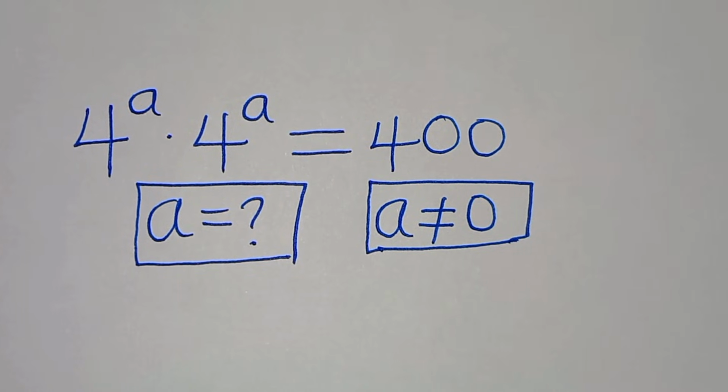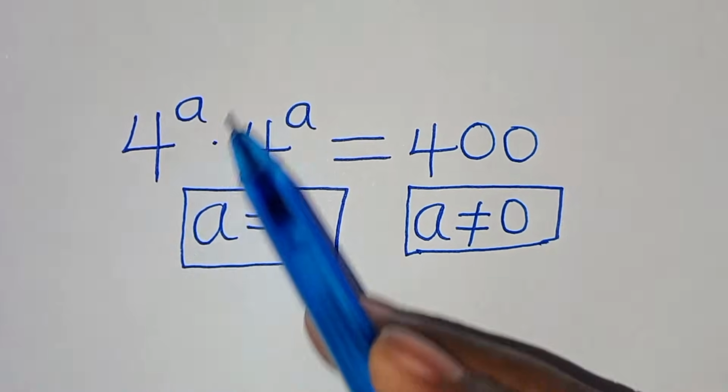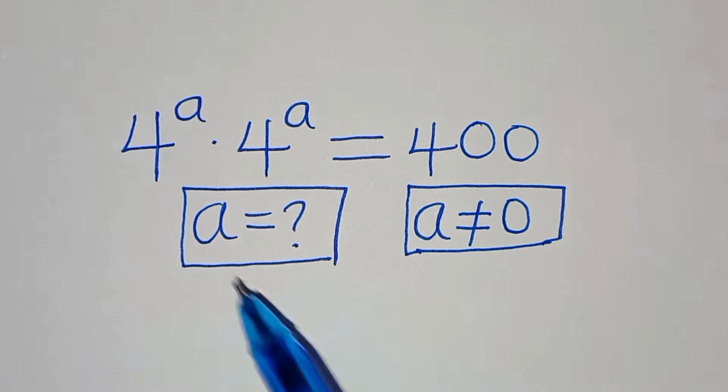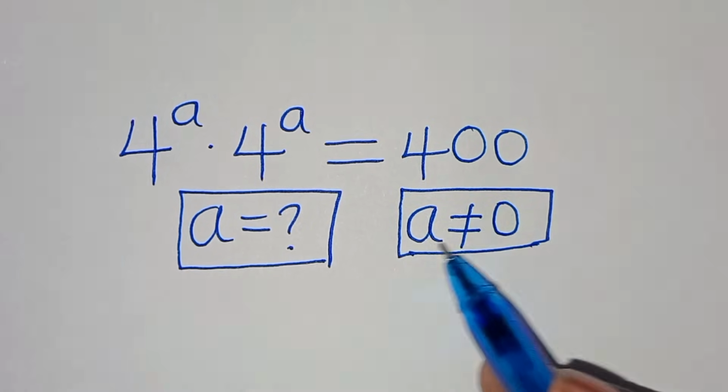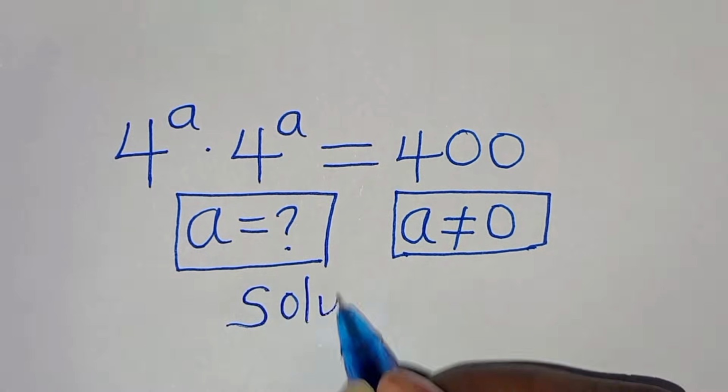Hello everyone, you're welcome to solve this nice exponential equation, which is 4 to the power of a times 4 to the power of a. This is equal to 400. What is the value of a given that a is not equal to 0? So let's provide a solution from here.